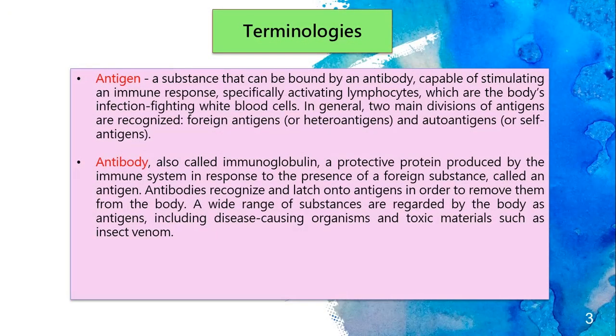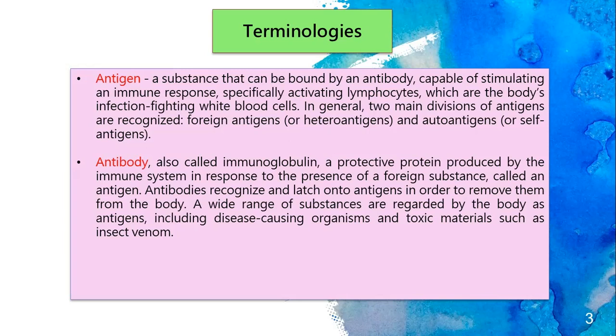Terminologies used. Antigen is a substance that can be bound by an antibody, capable of stimulating an immune response, specifically activating lymphocytes, which are the body's infection-fighting white blood cells. In general, there are two main divisions of antigens recognized: foreign antigens, or heteroantigens, and autoantigens, or self-antigens.